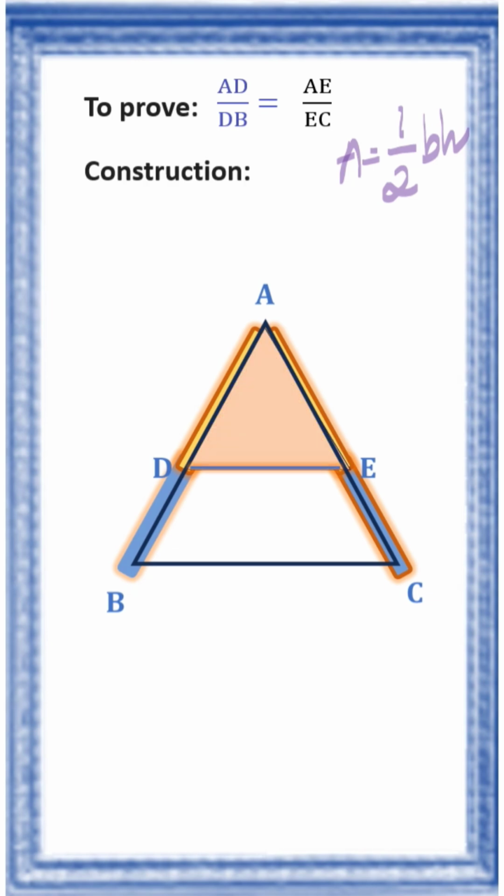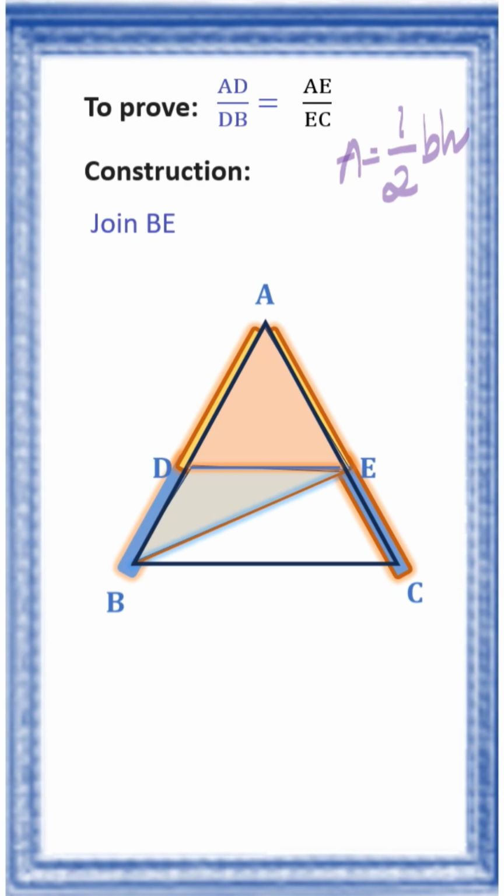ADE. Okay, now no worry. With the base DB, we have to construct a triangle. Which triangle? DBE. So now we have to join the points D and E. So join BE, because now we have two triangles ADE and BDE. We can take the ratios of these two triangles to get AD by DB. I'll explain it later. Just concentrate on this one.